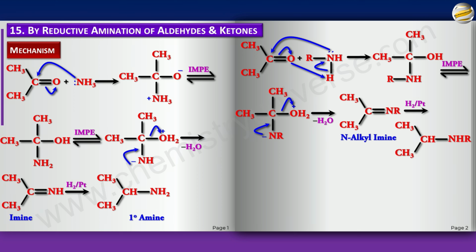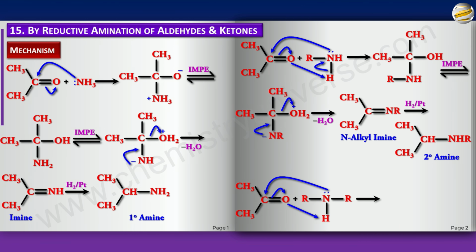So what will happen if I use a secondary amine instead? Suppose I use a secondary amine. I'm expected to get a tertiary amine, but this is how I get it. It's slightly different. Because remember, the N has already lost one H here. So there is no more H it can lose. But remember, look at that CH3. That CH3 has one H to give to the OH. Now, how unlikely is that? But it happens.